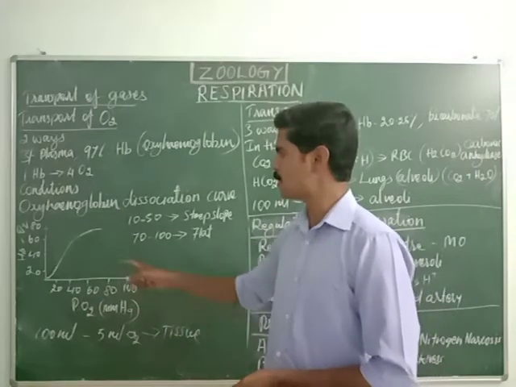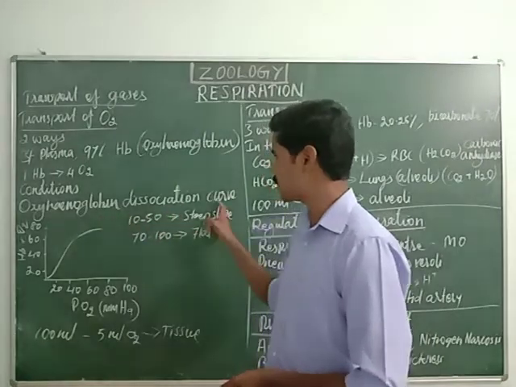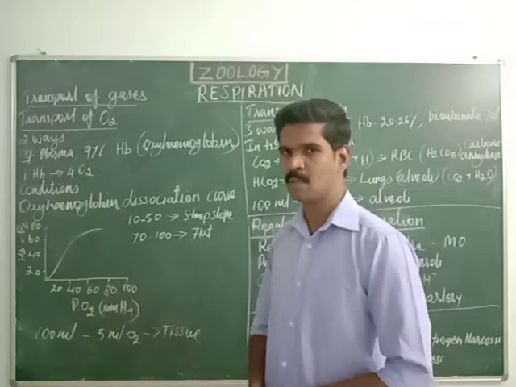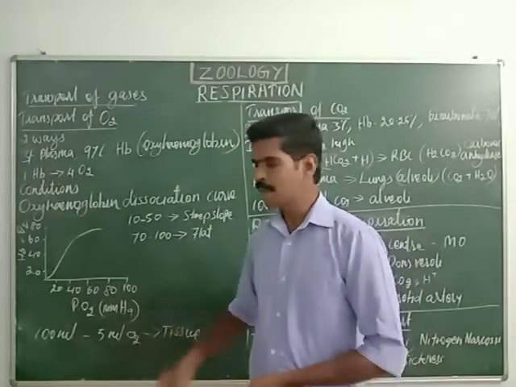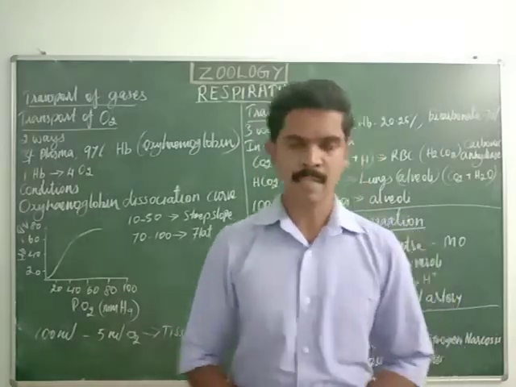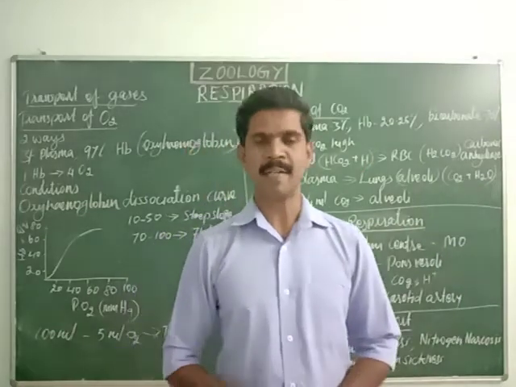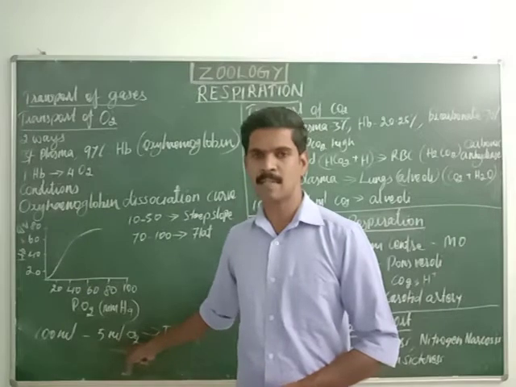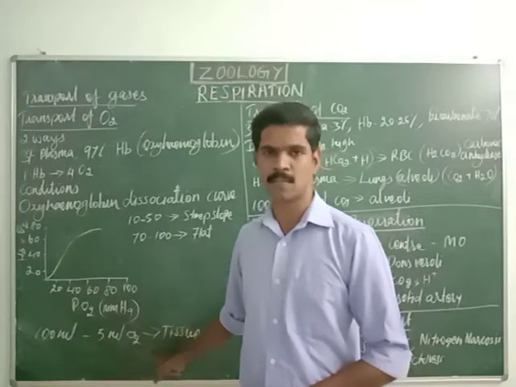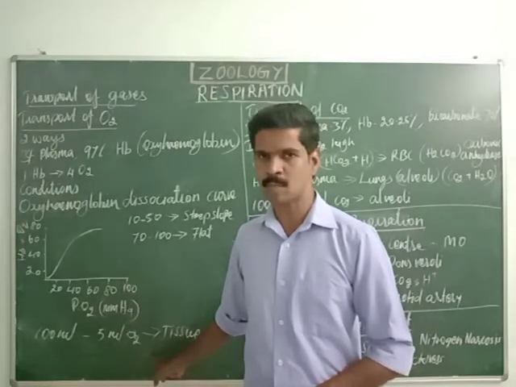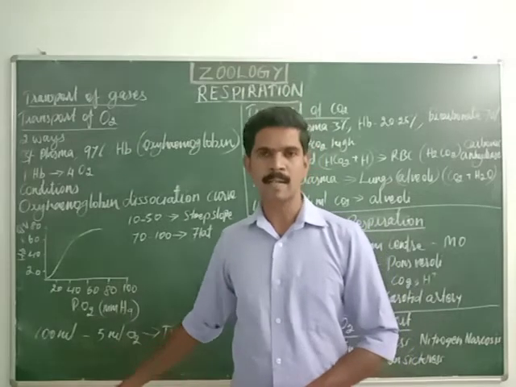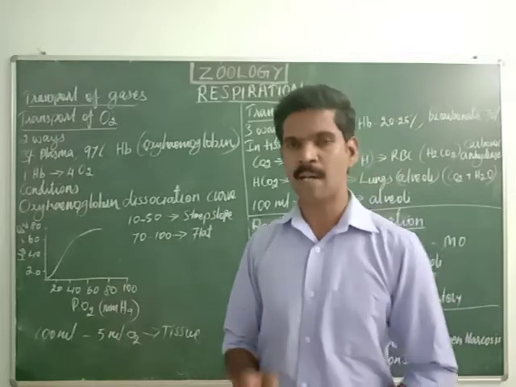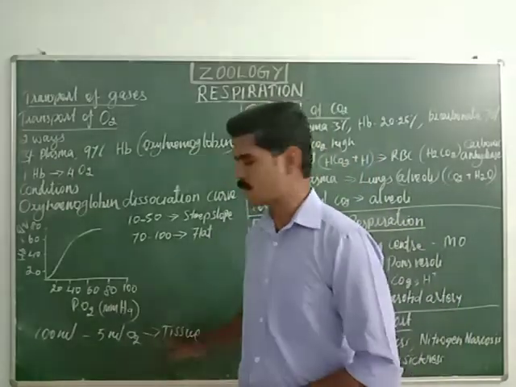So this curve is called the oxyhemoglobin dissociation curve. Every 100 ml of oxygenated blood, or pure blood, delivers 5 milliliters of oxygen to the tissue. This is a very important, one-more question.